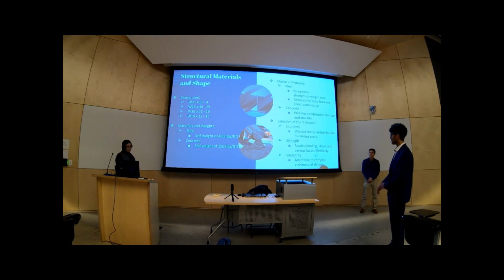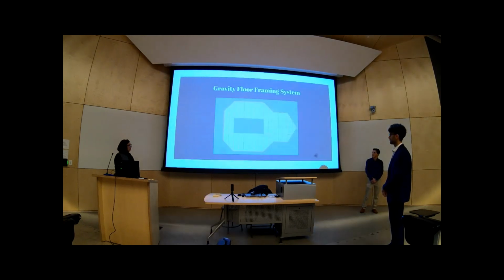For most of it, obviously, it took about 15 to 20% of our material costs. And concrete provides compressive strength and stability. We chose the I shape because of its efficient material distribution and it minimizes costs. Its resistance to bending, shear, and various load effectively. And it's adaptable to complex architectural designs.